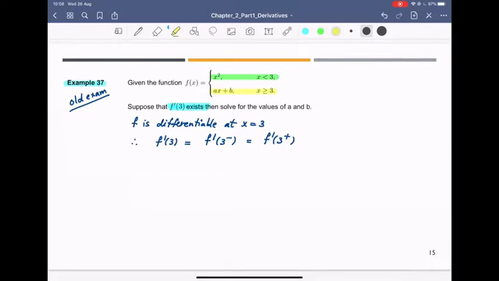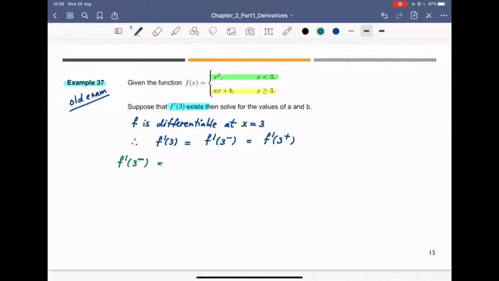So that means on the left hand side and right hand side of the point x equal to 3, I need to consider different functions. So that's why I mentioned left hand and right hand derivative. So let's compute the left hand derivative first. So I have f prime, the left hand derivative f prime 3 minus here.